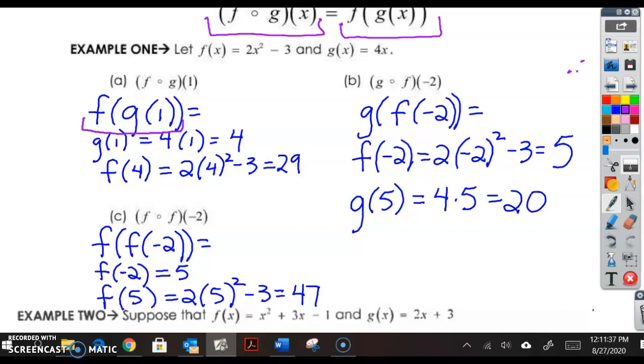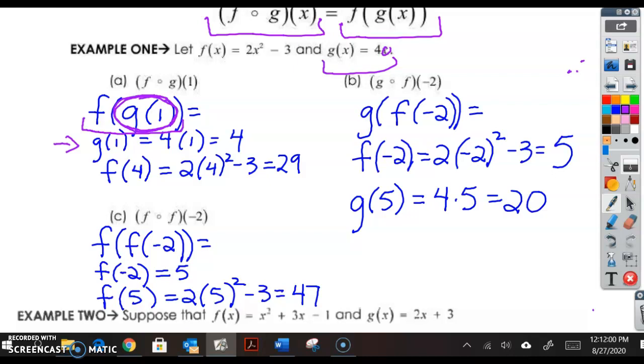Now, first, let's figure out what is g of 1. We always start on the inside. G of 1, and here's our g of x. We're substituting in 1 for x. So 4 times 1 equals 4. So there's our g of 1. Now we're going to rewrite 4 into our function here for g of 1. We're just going to substitute it in.